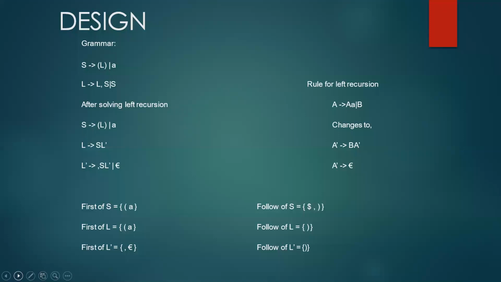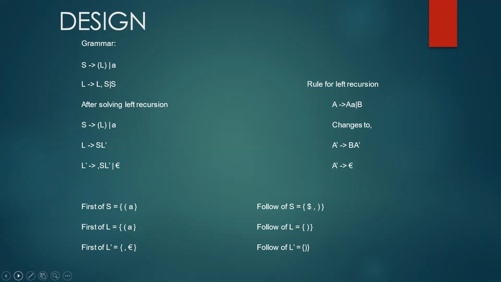Coming to the design part, let us consider this example grammar. S derives L or A, and L derives L, S or S. After solving left recursion, we get S derives L or A, and L derives S L dash or epsilon. First of S is nothing but A, and the first of L is nothing but A again. Since L derives S, S can also derive L, and first of L dash is nothing but epsilon.